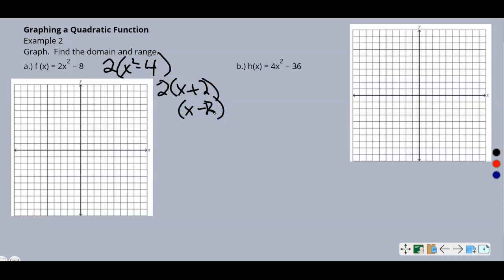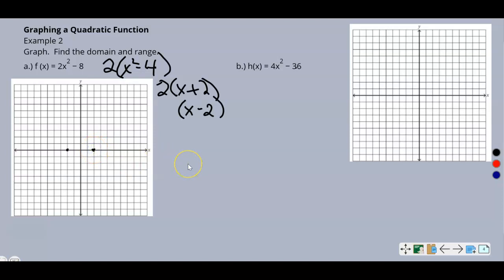All right, once I do that, I know what my factors are, then I can find my zeros. My zeros are my solutions, my x-intercepts. So if I have x plus 2, set that equal to 0, I get negative 2. And then x minus 2 equals 0, add 2, I'm going to get plus 2.